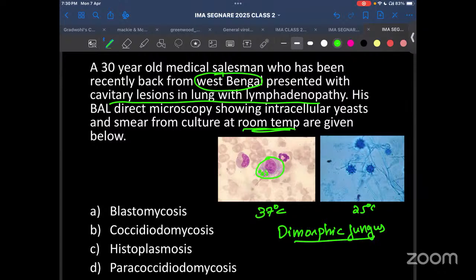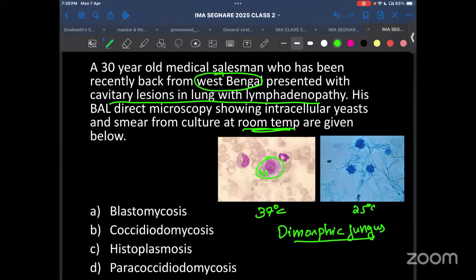All dimorphic fungi causing systemic infection will cause cavitary lesions or pulmonary infiltrate with hilar lymphadenopathy and skin lesions. If you see that, then most probably it will be a dimorphic fungus. So this is a dimorphic fungus, and we have intracellular yeast that is described in the question.